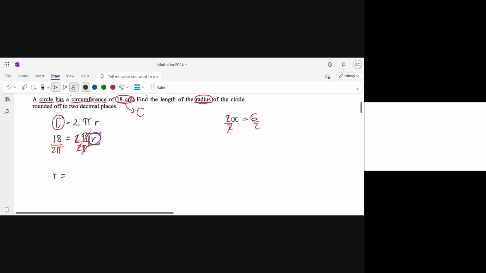Who can get me an answer? Beautiful. 2,86 what? We're talking about measurement. So we can't just say 2,86. 2,86 apples, 2,86 donkeys. We must always mention the unit of measurement. So the radius is 2,86 centimeters. Okay, we can't leave that out. It's very, very important.